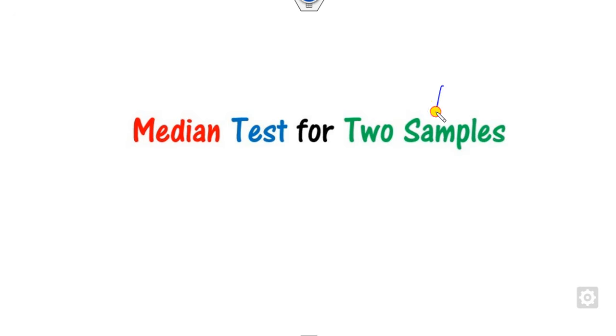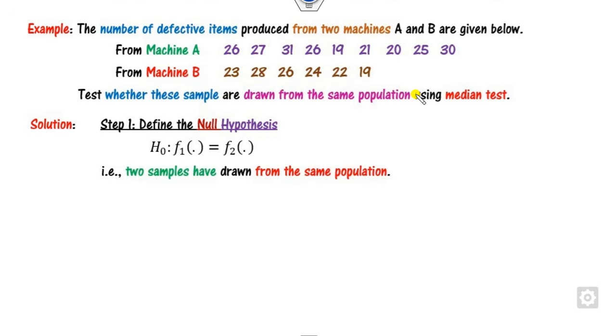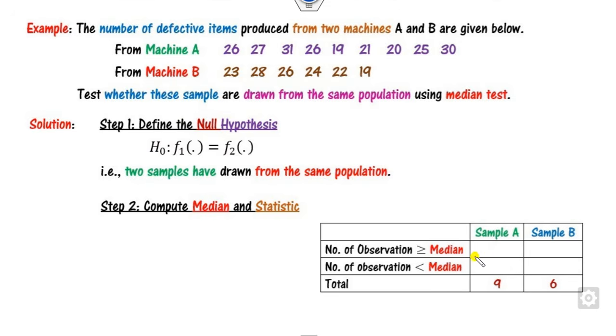Let us look at some examples related to two samples. We will discuss 5 to 6 examples here. Now you can see the number of elements in N1 and N2 are not the same. Step 1: H0 is always that the two samples have the same median. Your target is to draw this table. This is sample A, sample B. How many elements are there in sample A? There are 9. Here 6.